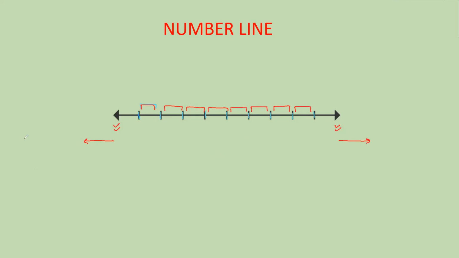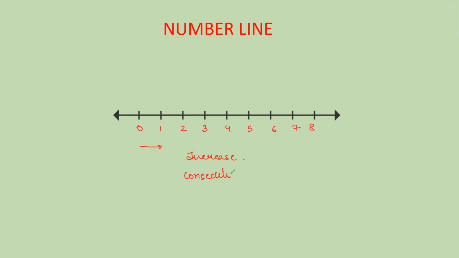For example, if we take number 0 over here, then the next mark will be number 1. After that, number 2, 3, 4, 5, 6, 7, and 8. Hence, the numbers on the right hand side of 0, when we write these numbers, increase in value. And the difference between them is same. They are consecutive numbers. We will not jump from 0 to 2. We will jump from 0 to 1 and then 1 to 2, and then simultaneously we do that.